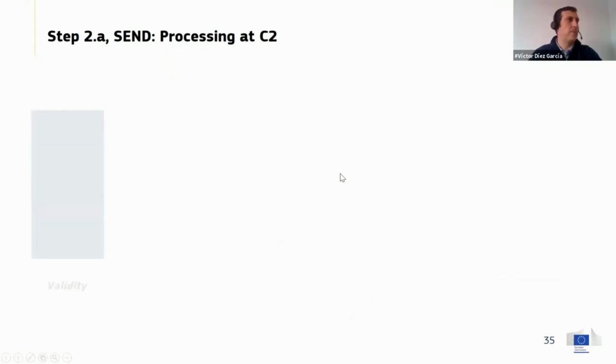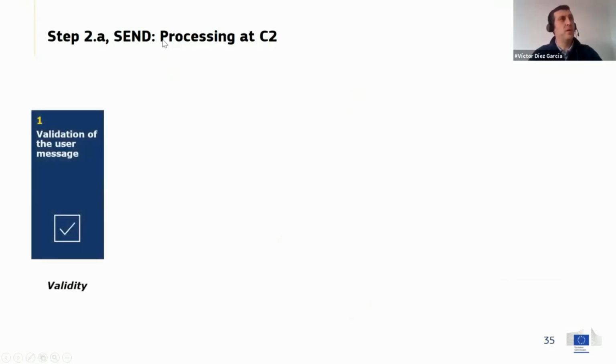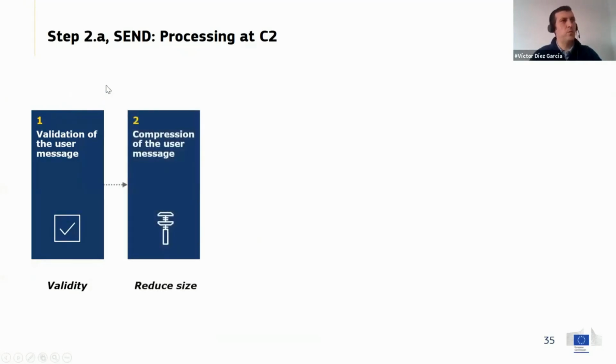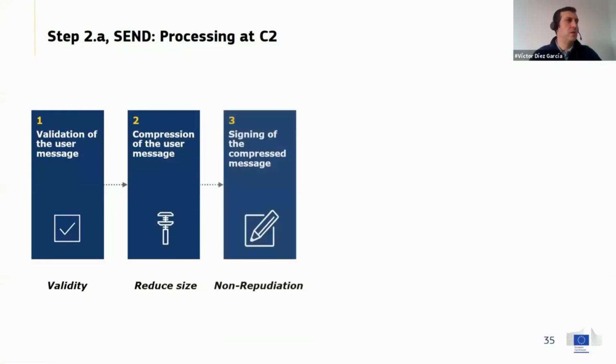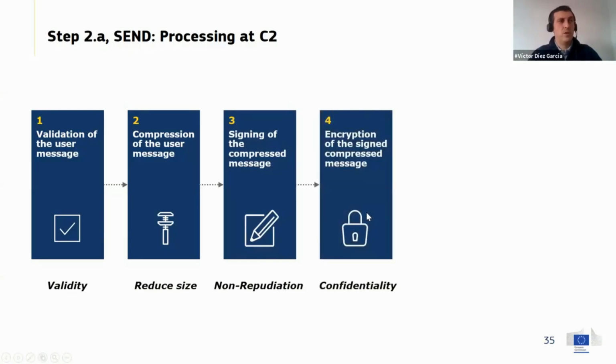Next. This is what will happen at C2 while sending the message. The message will be validated. It will be compressed using gzip, the open source gzip. The message will be signed with the private key of the sender, that will act as a non-repudiation measure for later. It will also be encrypted with the public key of the receiver so that only the receiver can decrypt this message.